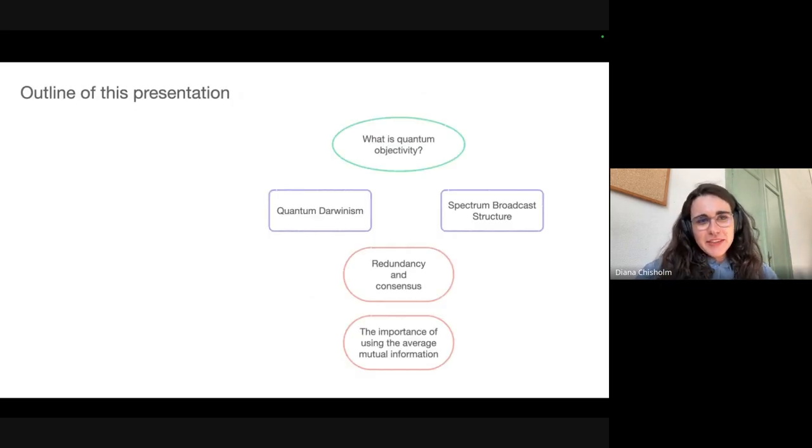So what is going to be the outline of the presentation? I'm first just going to make an introduction on what is quantum objectivity and what it means for us. And then I'm going to go a little bit deeper into the two main frameworks that are usually used in this context. One is quantum Darwinism and the other one is spectrum of structure. And then I'm going to introduce these two quantifiers that have been introduced by us. They are redundancy and consensus. I'm going to tell you what they mean, what they quantify, and what are their connections with quantum Darwinism and spectrum reconstruction in particular. And then just as a final slide, I'm just going to use them to highlight the importance of using the average mutual information when quantifying quantum objectivity in the framework of quantum Darwinism.